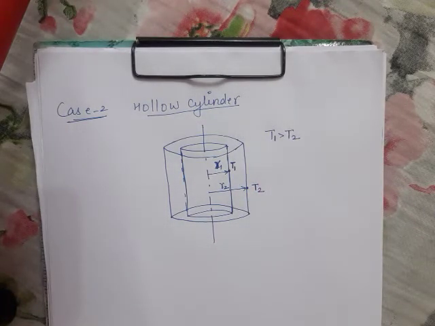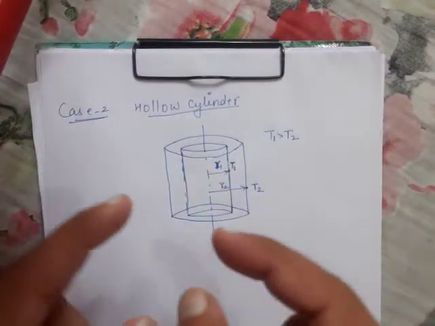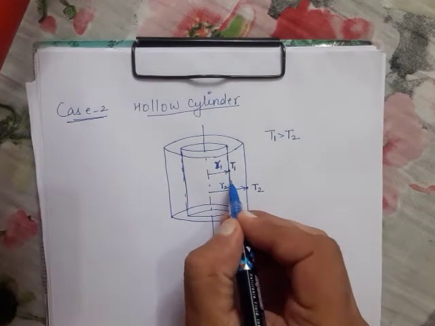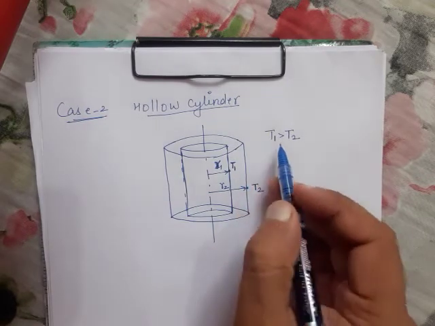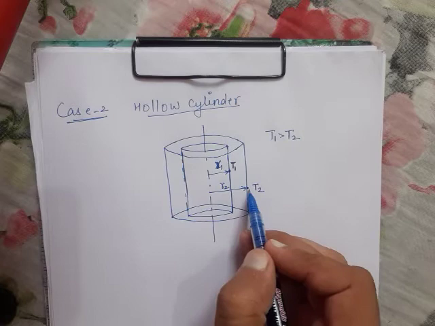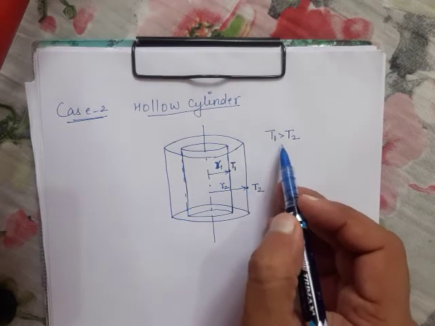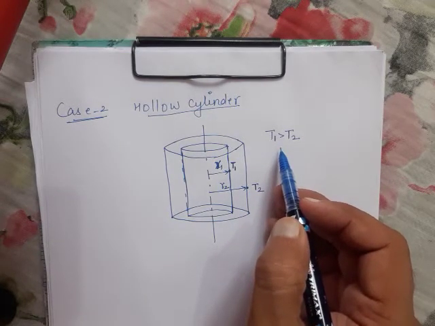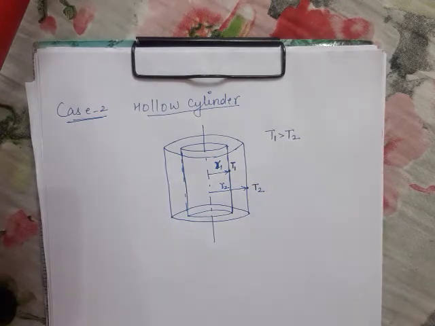Therefore, the heat conduction would be in a radial direction. Here I am considering one-dimensional heat conduction, that is only in the radial outward direction. From the inner face to the outer face, there will be heat conduction because the inner face is at temperature T1 and the outer face is at temperature T2. Since T1 is greater than T2, heat flows from the inner face toward the outer face.